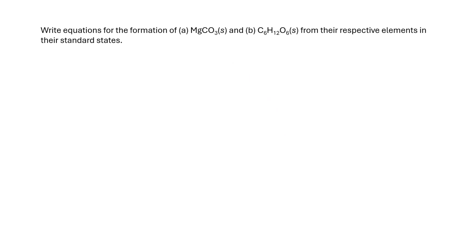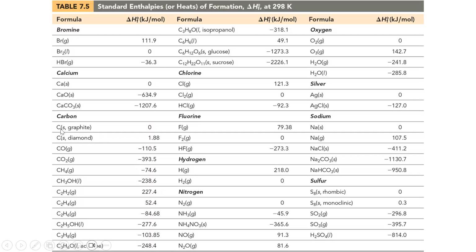We just need to look at, for example, magnesium carbonate. How do we make magnesium carbonate? Well, we need all of the elements that make up magnesium carbonate, right? We need magnesium. We also need carbon. And if you look at the table, carbon in its elemental form is going to exist as the graphite version, and we can double check that. You see carbon solid, graphite, has a standard enthalpy of 0. Okay, so we're going to use that.